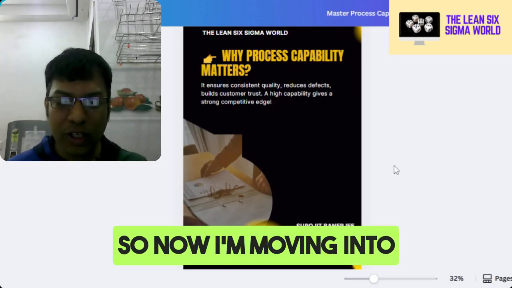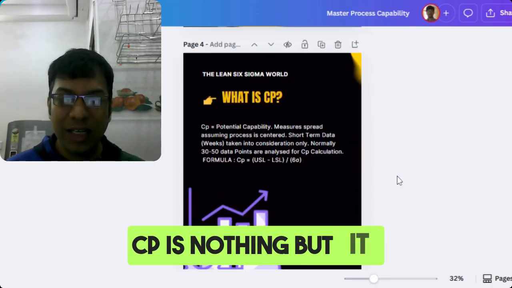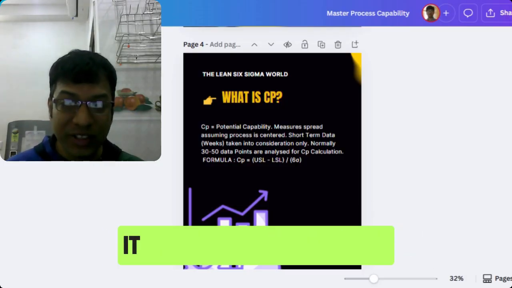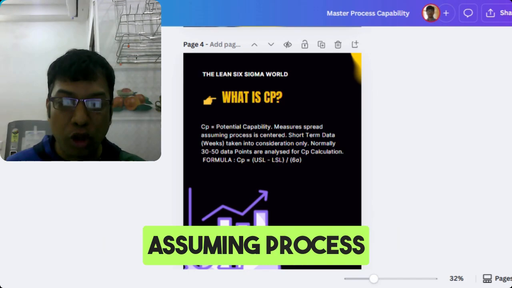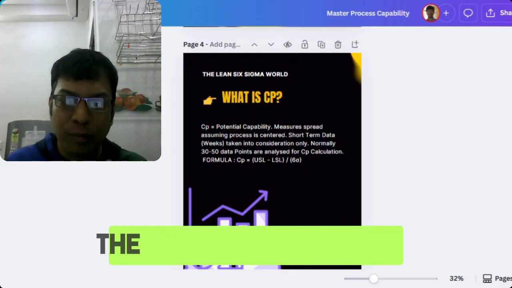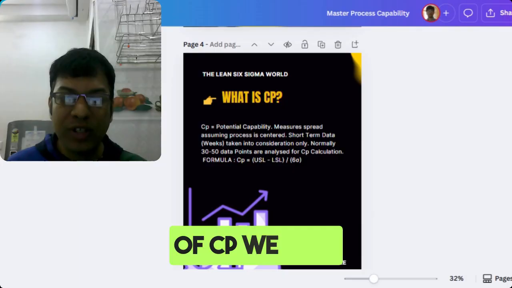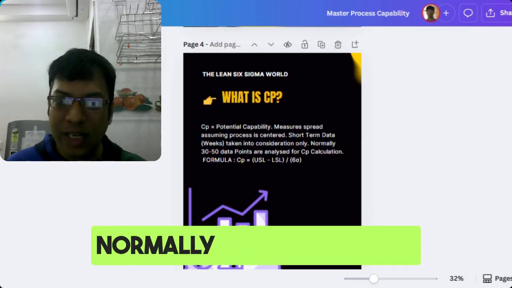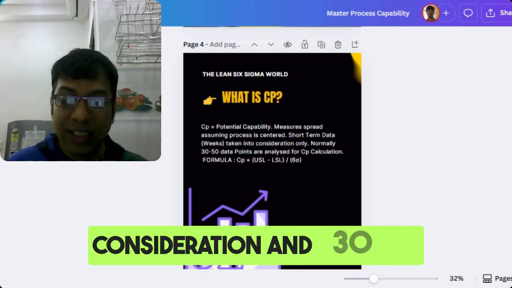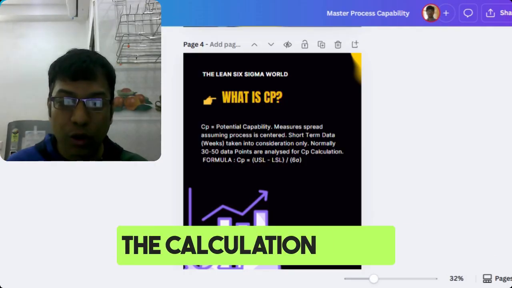So now I'm moving into what is CP. CP is nothing but the potential capability. It is a process capability. It measures the spread, assuming the process is centered. So while we calculate the CP, we assume that the process is centered. Basically, for calculation of CP, we take the short-term data. Normally, days or weeks of data are taken into consideration, and 30 to 50 data points are taken to analyze the calculation of CP.